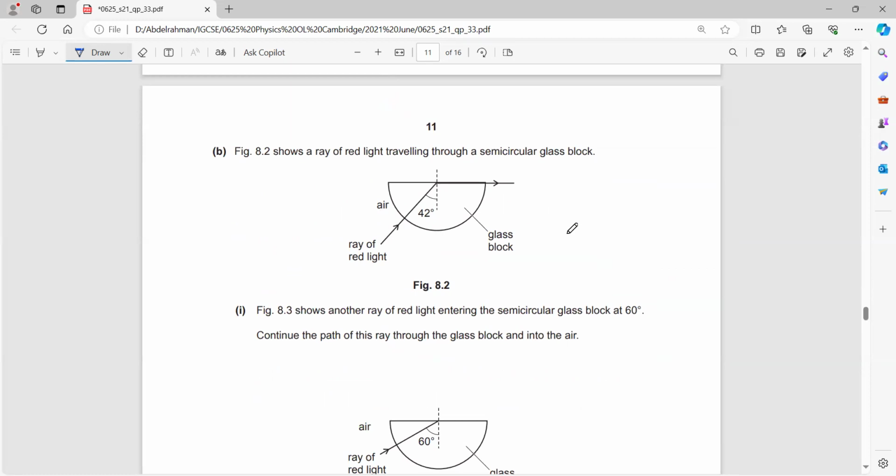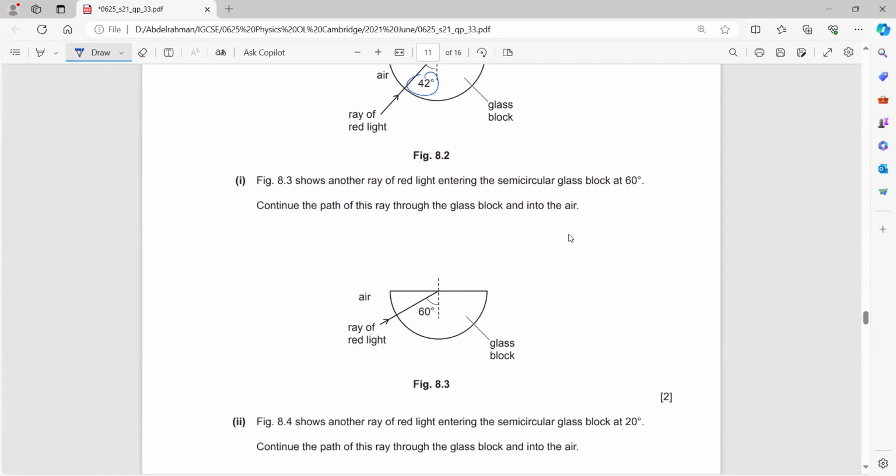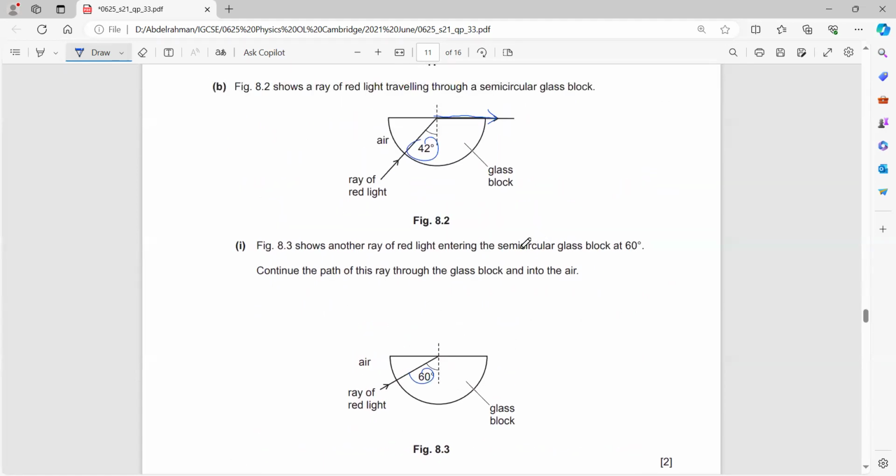Here I have another ray of light entering a semicircular glass block at an angle of 60. Initially the angle was 42 and it moved this way. Another one moves at an angle of 60 degrees. What will happen? What is this 42? What happened in this initial one? Initially, when it was 42, it moved along the surface.